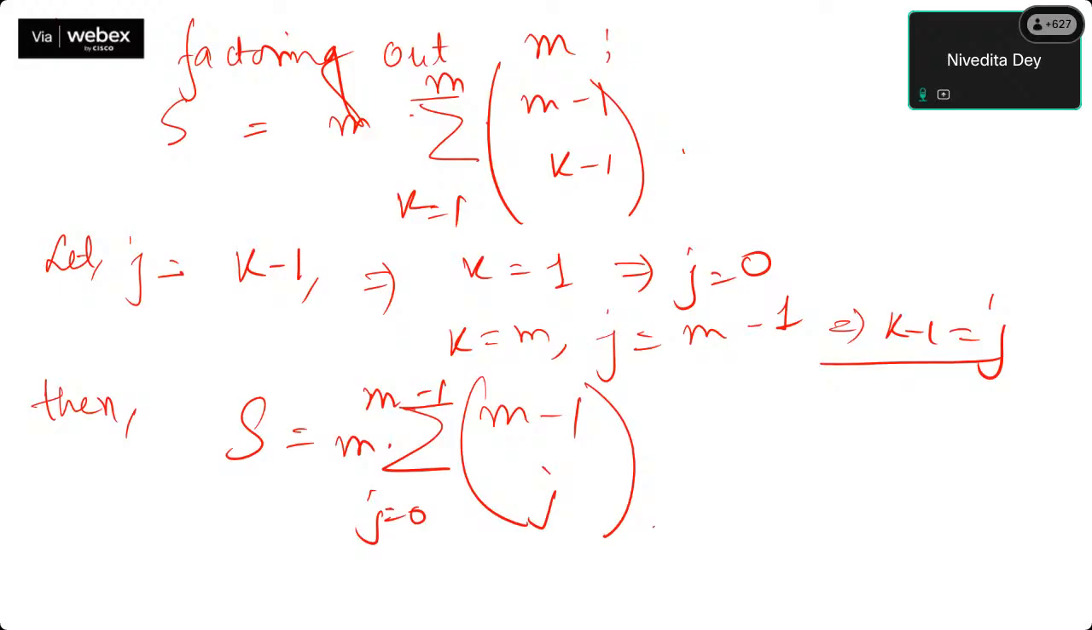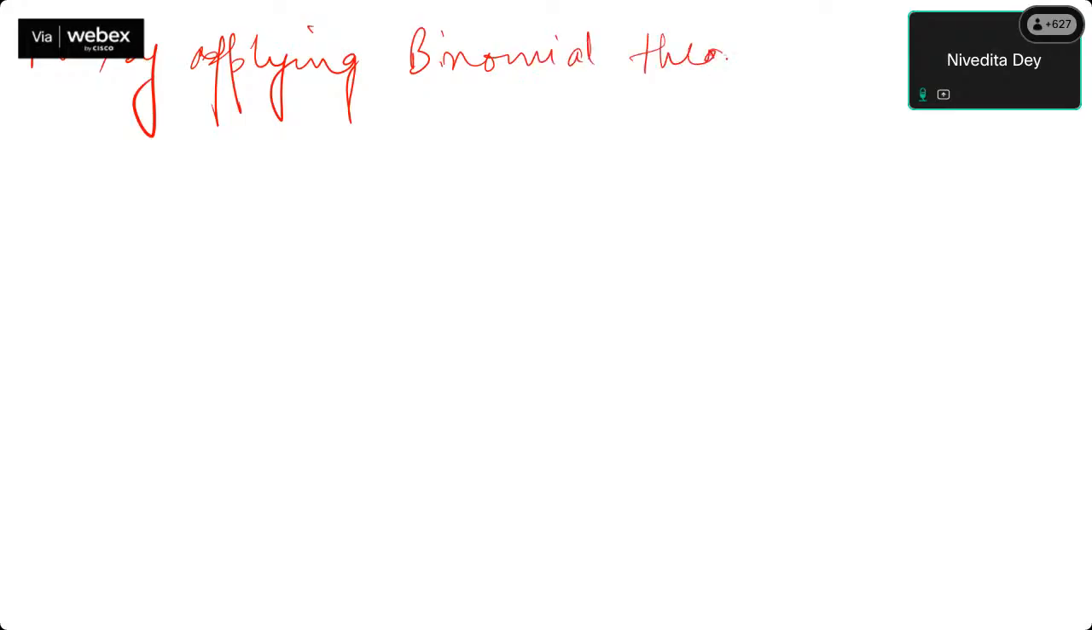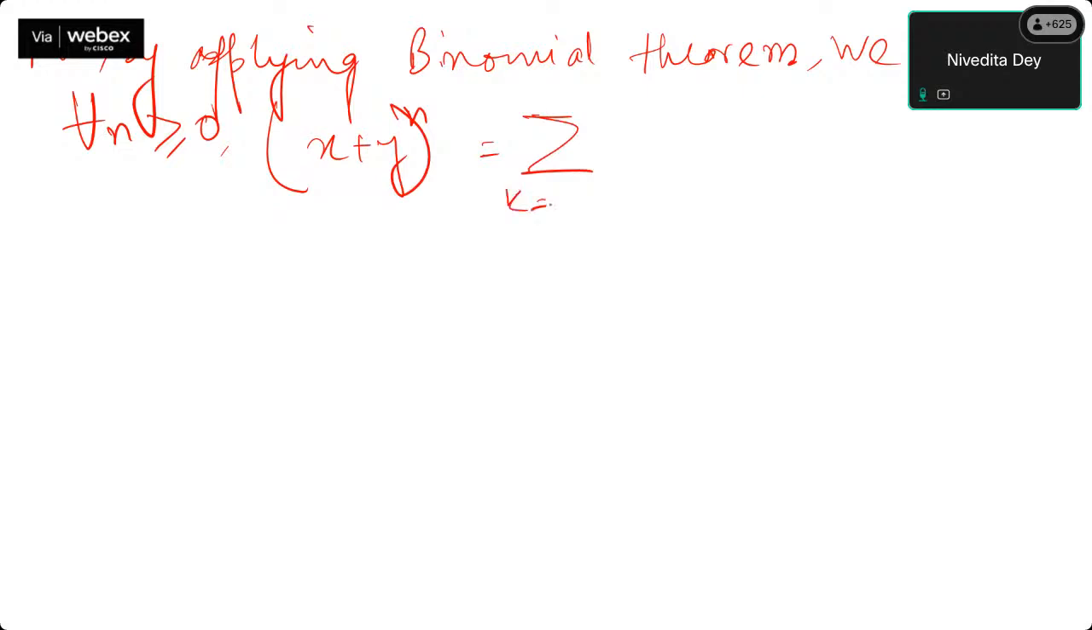Now, from this, if we apply the binomial theorem, we know that for any integer n greater than or equal to 0, x plus y whole to the power n is equal to the sum over k equal to 0 to n of nCk into x to the power n minus k into y to the power k.